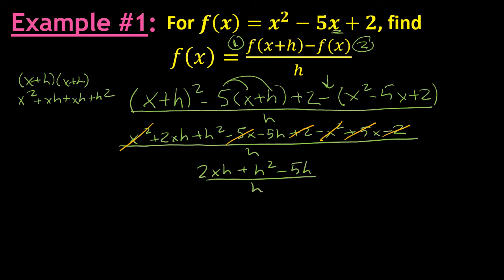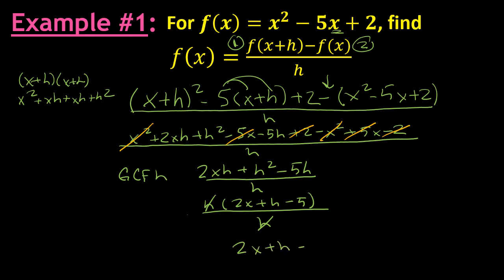So now if I look at my numerator, I'm like, oh my gosh, they all have an h in common. So at this point, I am going to GCF out an h. When I do that, I'm left with 2x plus h minus 5 all over h. And I know this is your favorite step, reducing those h's, and we are left with 2x plus h minus 5. So this difference quotient is the first step for us into evaluating limits, and so we need to make sure that we are really good at doing this.